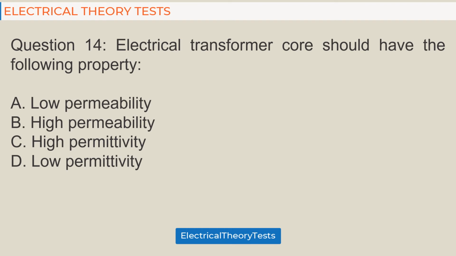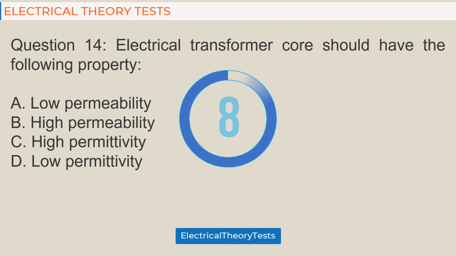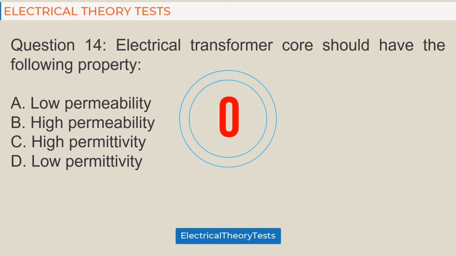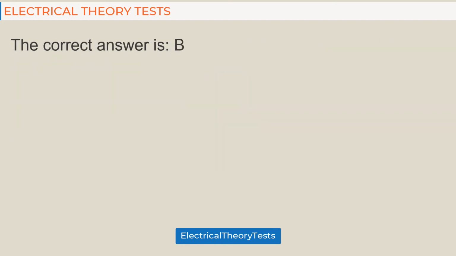Question 14. An electrical transformer core should have the following property. A. Low permeability. B. High permeability. C. High permittivity. D. Low permittivity. The correct answer is D.